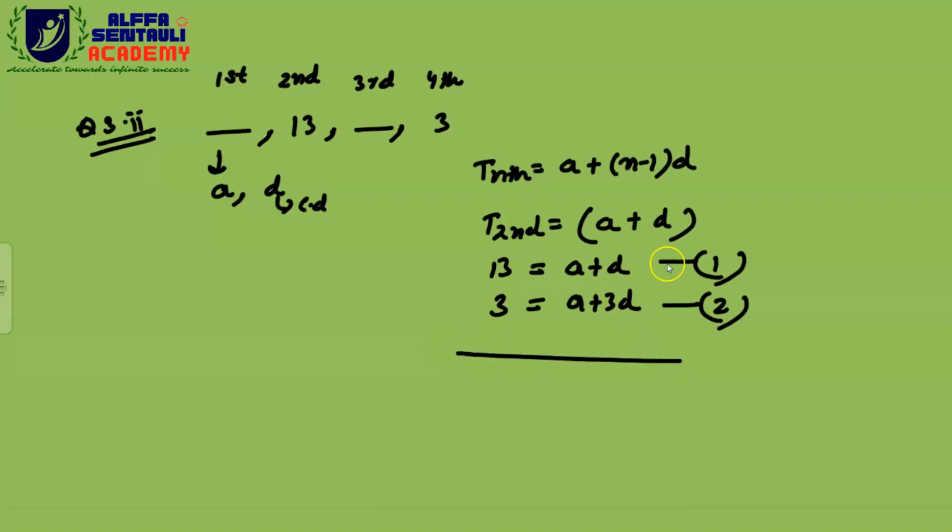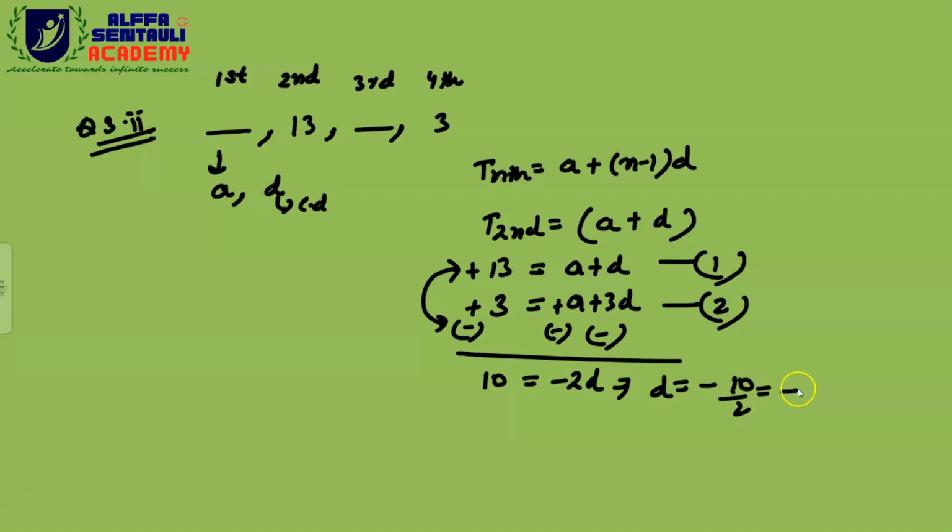Now let us subtract equation 1 and equation 2. If this is plus, then this should be minus. Now we will take these two signs, plus and minus. So plus 13 and minus 3 should be plus 10. This is plus A and this is minus A, so plus A and minus A will get cancelled out. This is D minus 3D, so minus 2D. So we'll get D is equal to minus 10 by 2, which is minus 5. Correct? D will be minus 5.